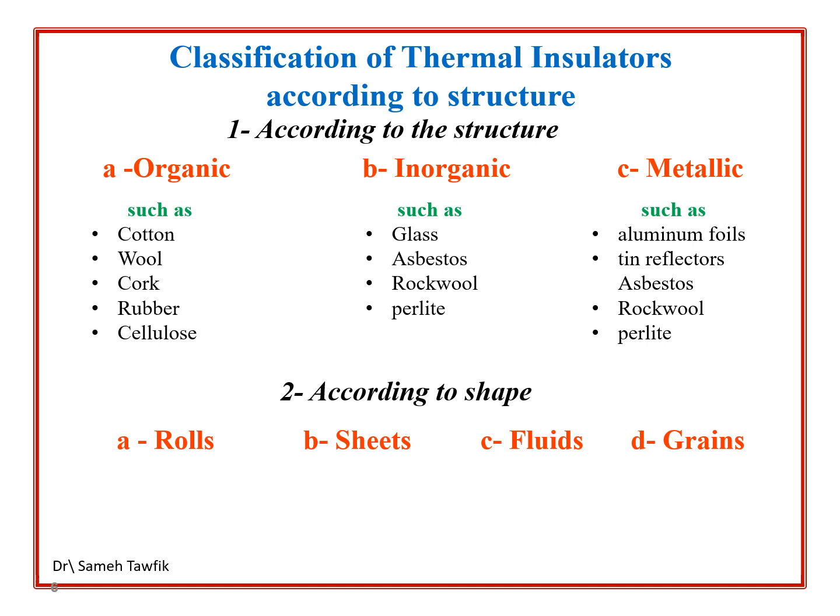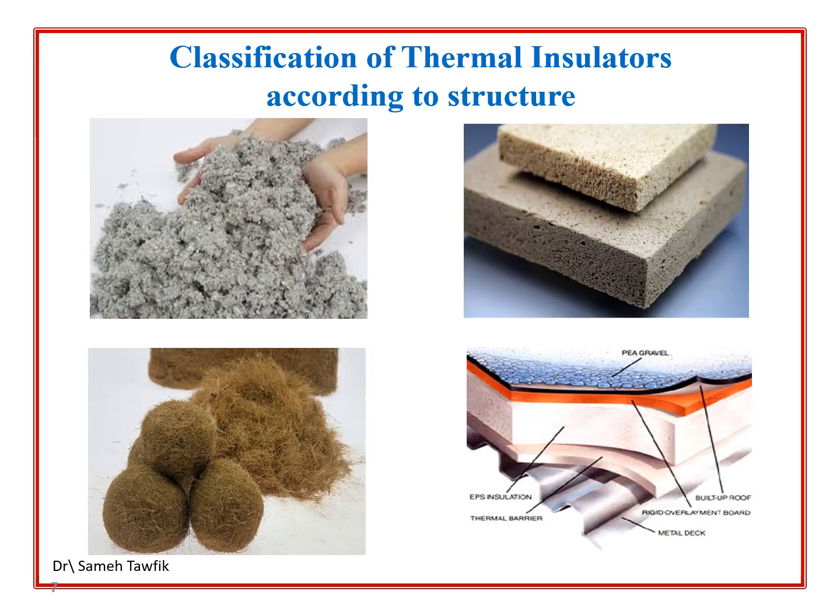The types of thermal insulation can be summarized as follows. 1. Organic, as cotton, wool, cork, rubber, cellulose. 2. Inorganic, as glass, asbestos, rock wool, perlite. 3. Metallic, as aluminum foils, tin reflector. Classification of thermal insulators according to shape. Insulators can also be classified by shape, including rolls, sheets, fluids, and grains.